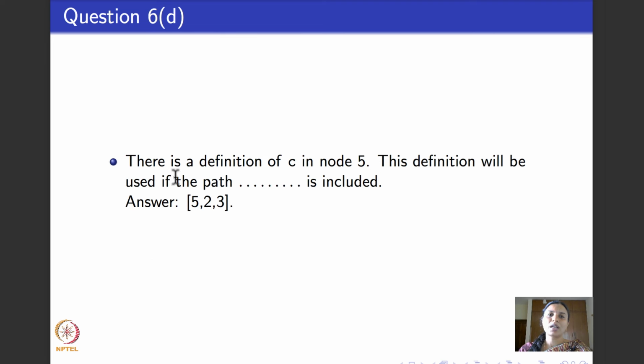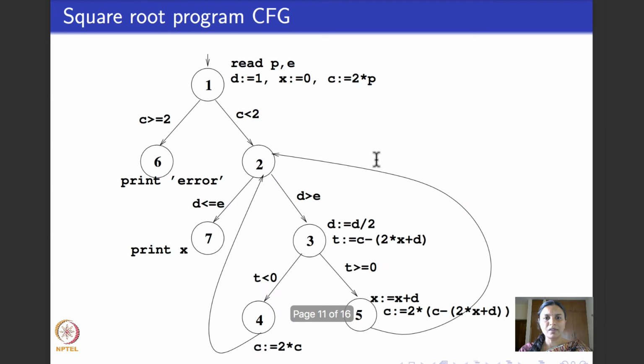The next question tells you that there is a definition of C in node 5. So we'll go back to the control flow graph and see. Is there a definition of C in node 5? Yes, because C is defined by this assignment statement. Then it asks you to find out where C is used. How will C be used? The only way to use C would be to go out of 5, and the only way to go out of 5 would be to go back to 2.